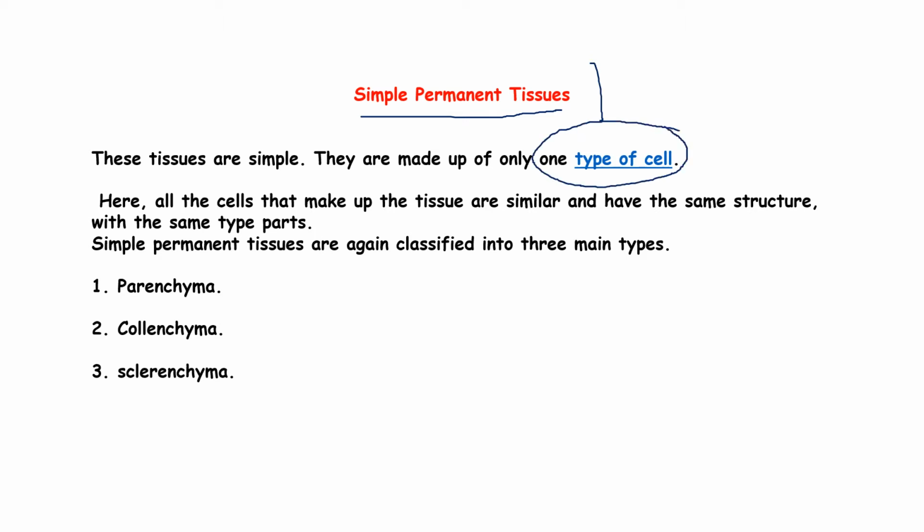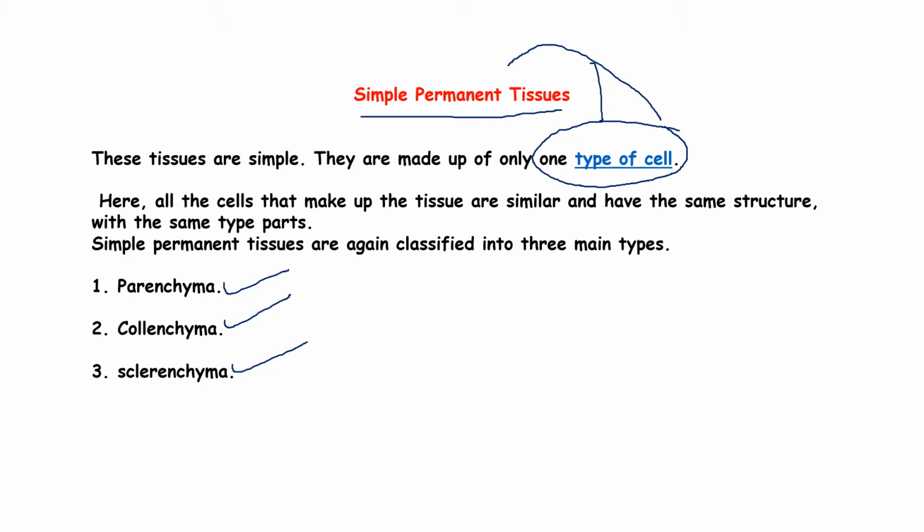They have only one type of cells, and the cells that make up the simple permanent tissues have the same structure or similar structure and generally have the same origin, and they perform a particular function. Now these simple permanent tissues are classified into three groups, three categories: parenchyma, colonchyma, and sclerenchyma.